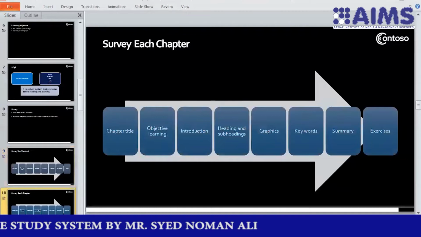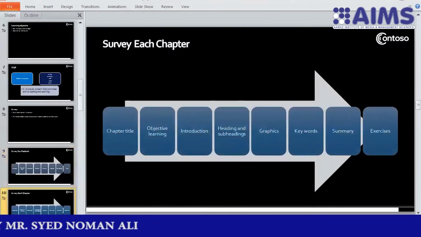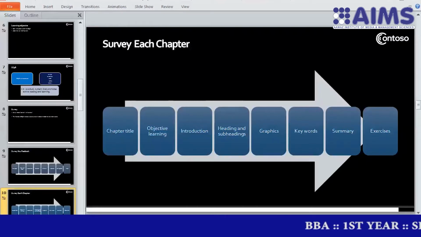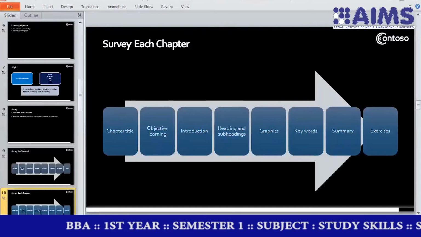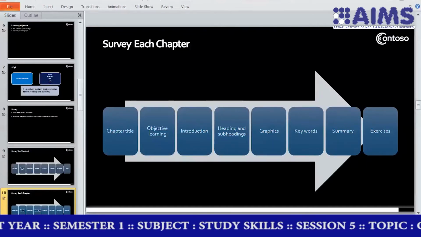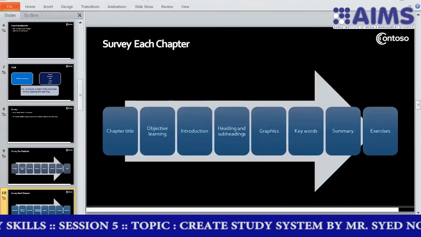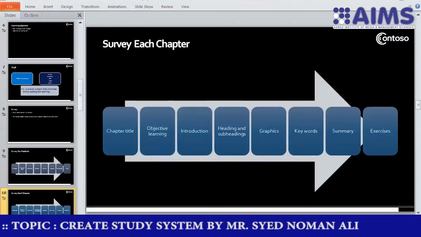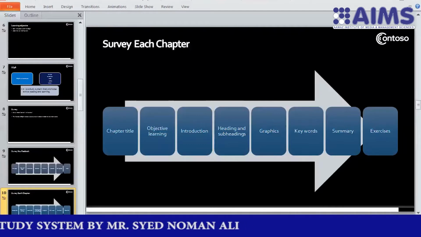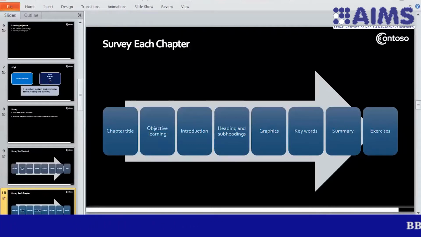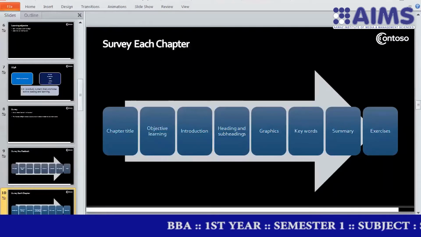If you want to survey each chapter, what steps do you have to follow? First, the chapter title. In front of every chapter there are learning objectives and outcomes mentioned that show you what you will learn from the textbook. Learning objectives are very important and purposeful: why you are reading, why you go through this chapter, and how this chapter is helpful to you.